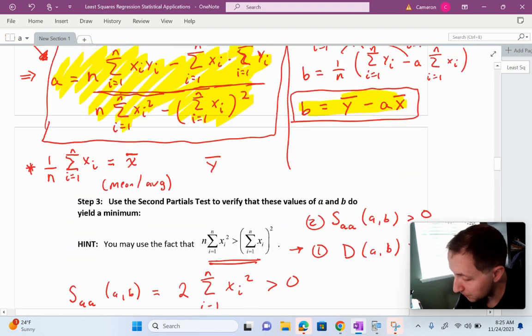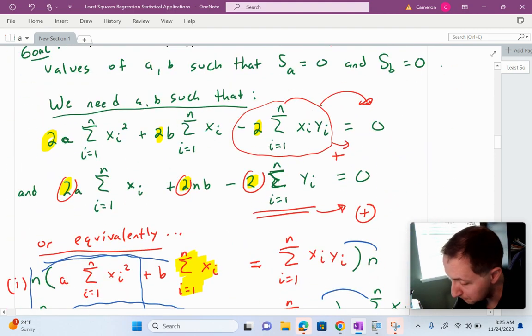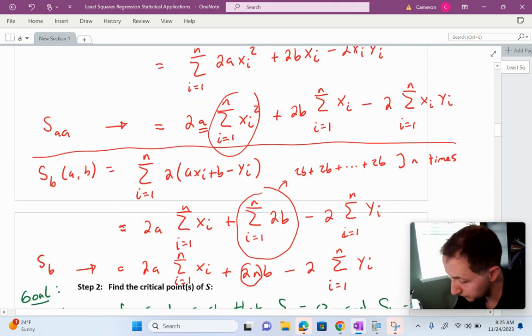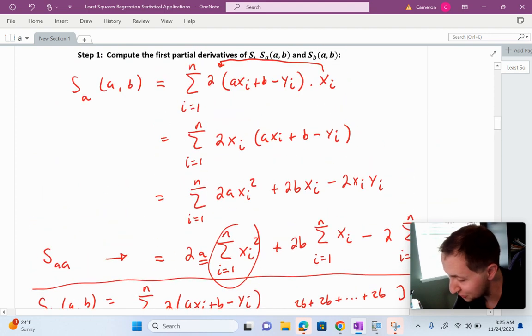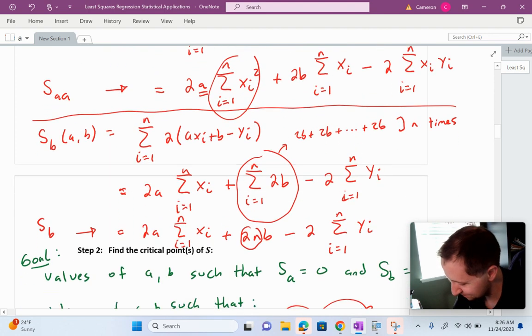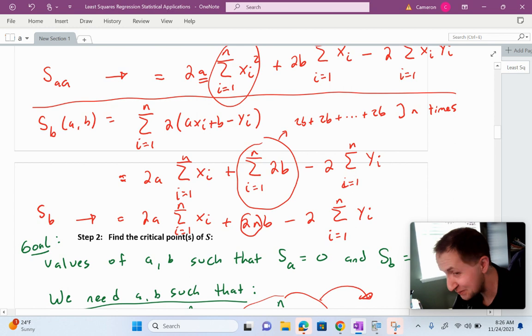S sub AB, if I go back to S sub A and take the partial with respect to B, what would that be? Time for a cheesy joke. I'm laughing. I don't know if you're laughing, but I'm laughing.